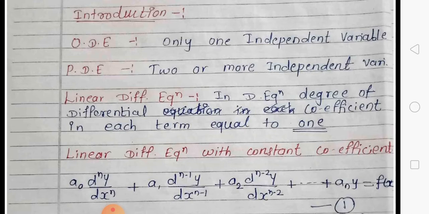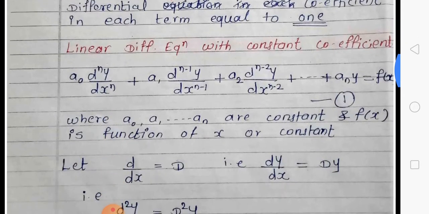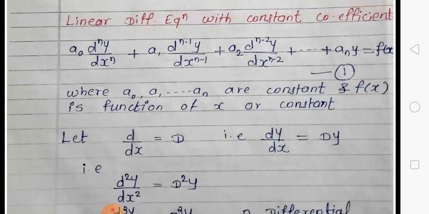Now, first we see linear differential equation. Linear differential equation is the differential equation in which the degree of differential coefficient in each term is equal to 1. That is, the linear differential equation has degree 1 in each term. We see the general form of linear differential equation with constant coefficient.